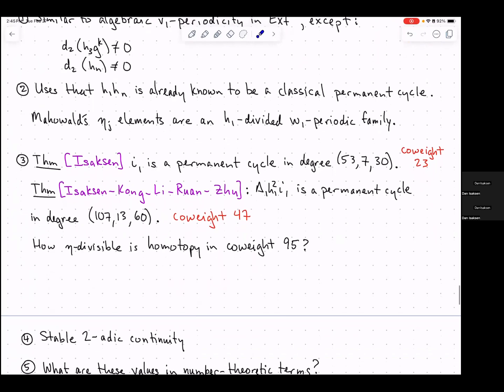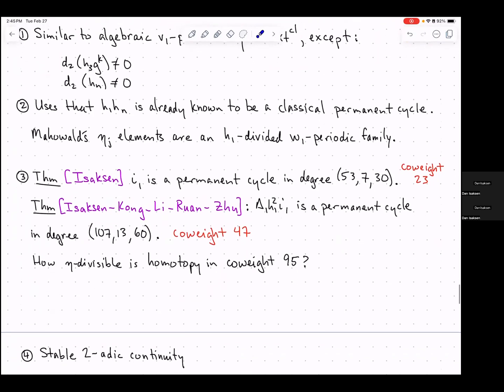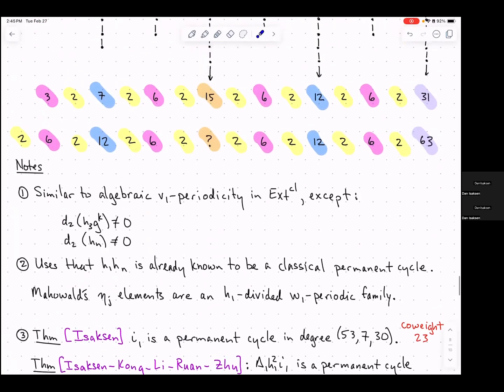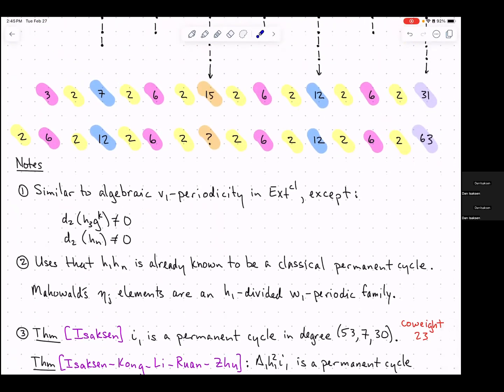Again, we're seeing stable two-adic continuity. The yellow ones are strictly constant. The pink ones, there's an exception at the beginning, but then there's a bunch of 6s. The blue ones, there's a 7, but then there's a bunch of 12s. The orange ones, there's a 15, and then there's something that's presumably stable, but I don't actually know what that value is, and so forth.